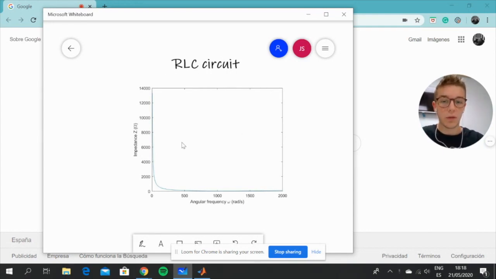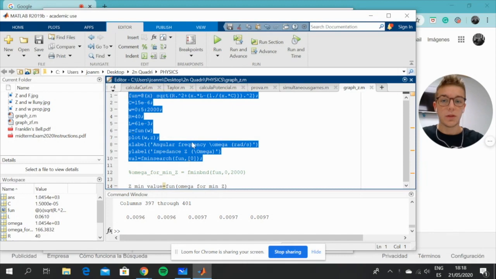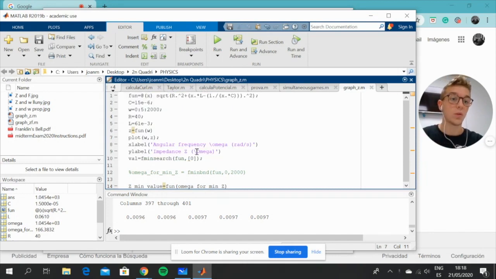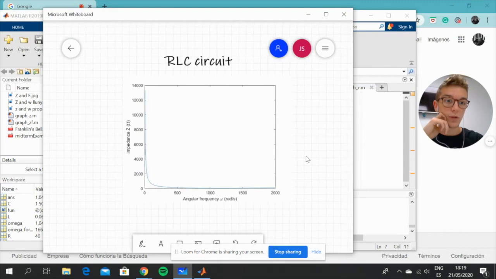You might be wondering how we've plotted this graph. We've plotted this graph just by using MATLAB. We've plotted it with this code. You will be able to check it on the PDF. Alright, so once we have this plot, we might be wondering whether it's correct or not.